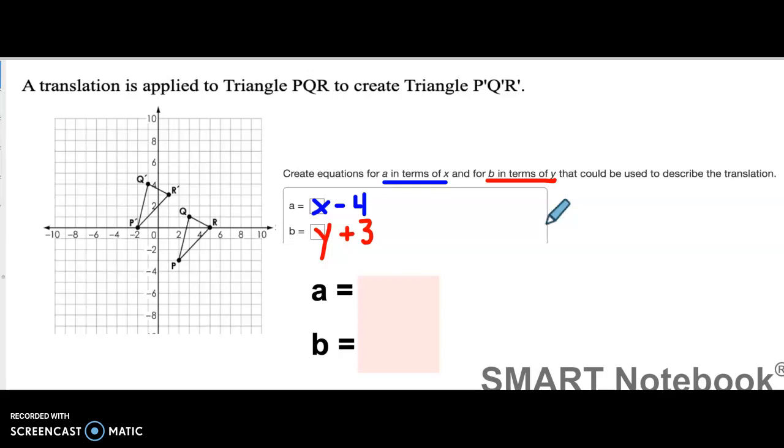A lot of people here, they just want to write this. They want to say A equals -4 because they see that we move left 4, and they want to put B equals 3 because we went up 3. Now, if that's your answer, you understand what's going on in the picture, but you did not put your answer in the correct format, thus making your answer incorrect. So you really want to make sure you pay attention to how the problem's asking you to input your answer and that you're entering your answer in the correct format.